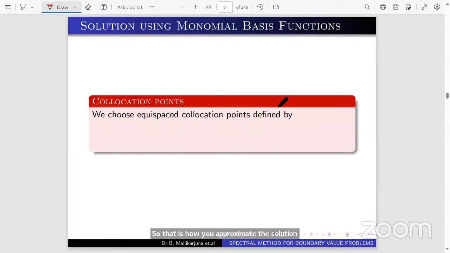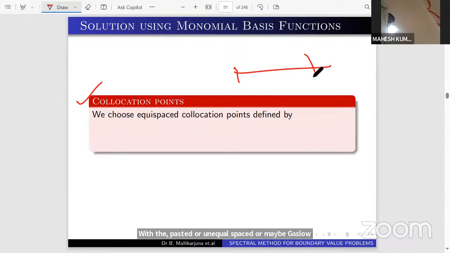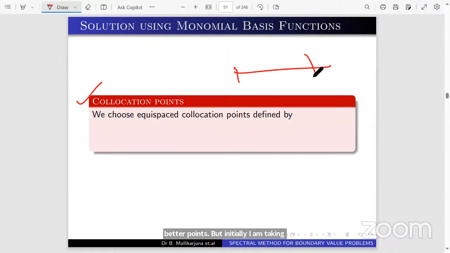Next, a further step involved in this spectral method is choosing the points, location points in between the domain, whether equispaced or unequally spaced or maybe Gauss-Lobatto points. But initially, I'm taking equispaced points.